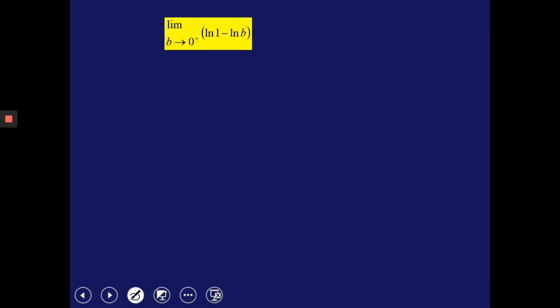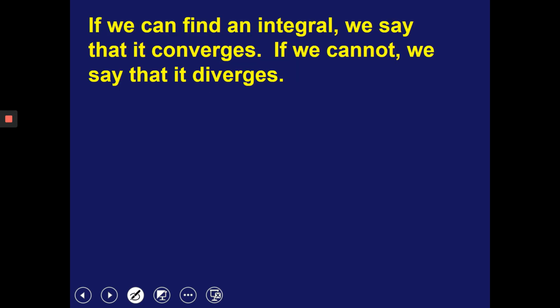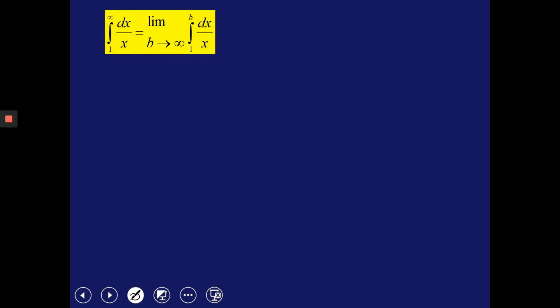We are going to plug in both 1 and b. Natural log of 1 is 0. And so I have negative infinity. So that is going to give me infinity, which is not a limit. And because it's not a limit, we say that the integral diverges. If we get a number, we say that it converges. But when we don't get a number, we say that the integral diverges.